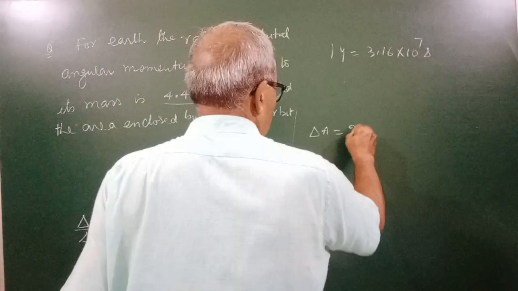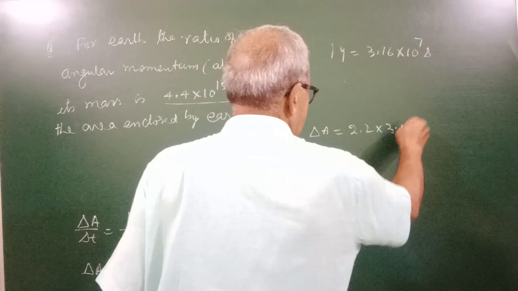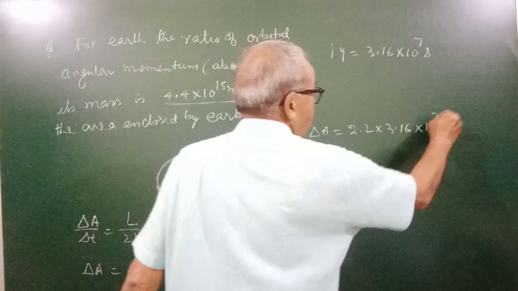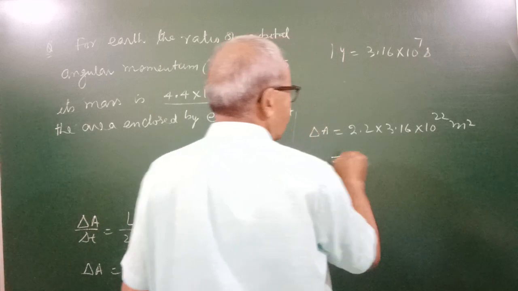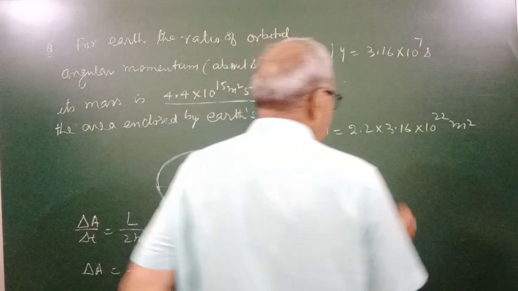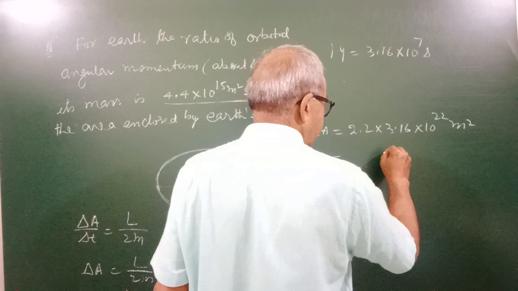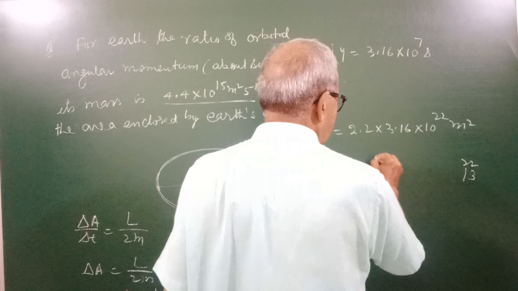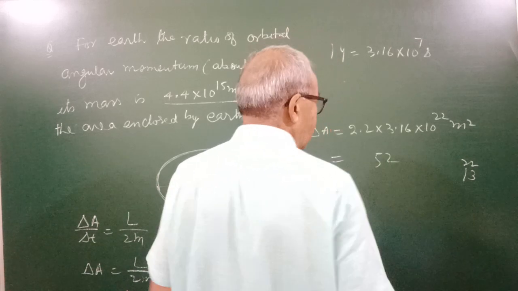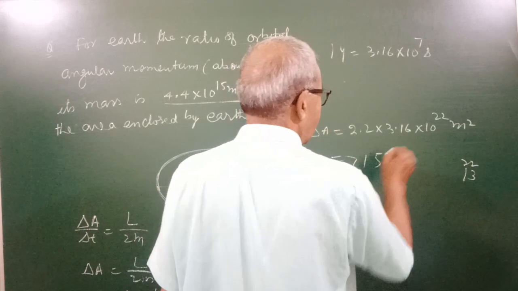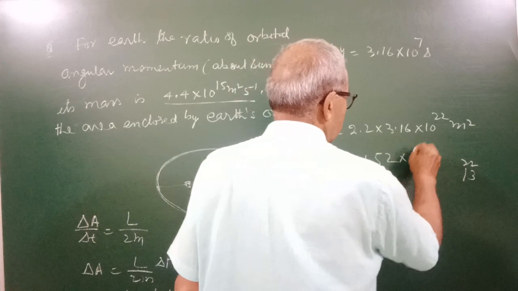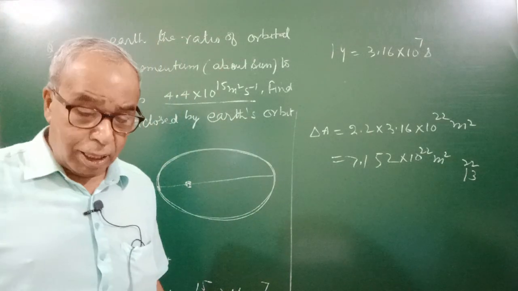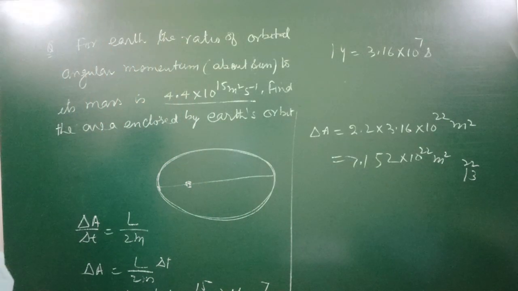So the area enclosed by Earth's orbit, delta A, is equal to 2.2 into 3.16 into 10⁻⁸ meter square. You can multiply it easily. 12, 6 are 132, 13, 22 or 13, it is 35, 3, 60, 6 or 5, 71, decimal after 3, into 10⁻²². So if you remember basic laws of physics, you can do the questions very well in time.